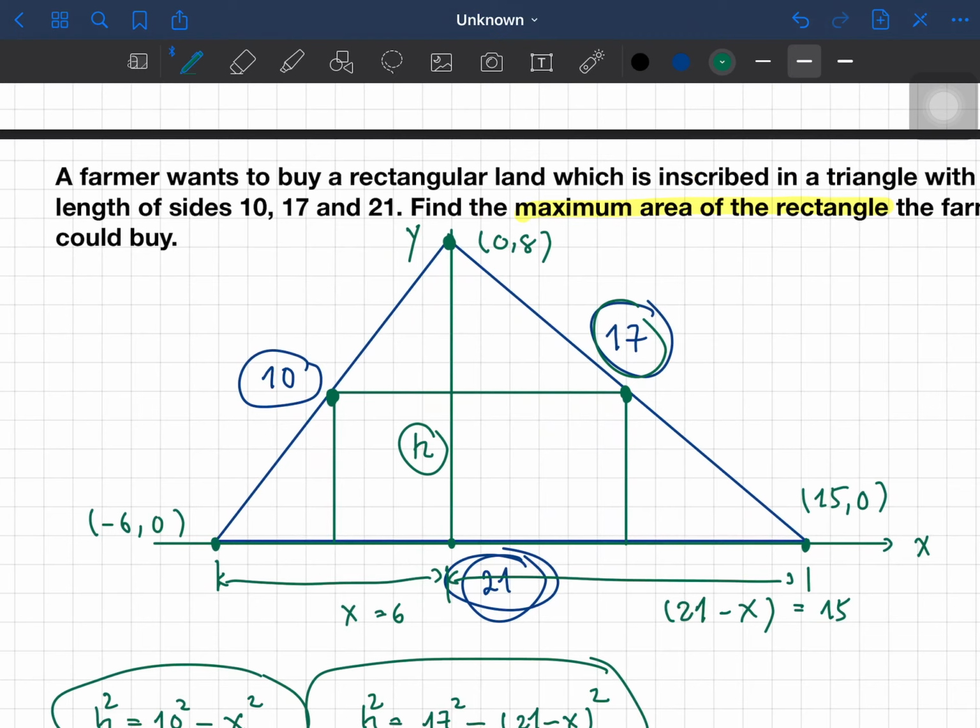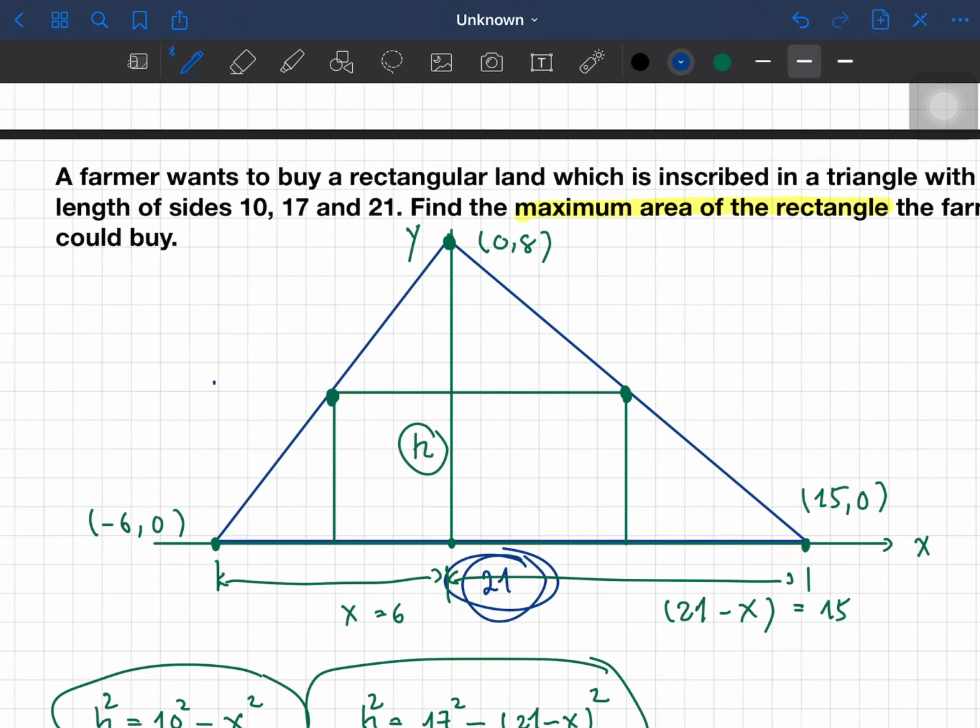-6 represents this point, it lies on the left-hand side of the y-axis, while positive 15 means this point lies on the right-hand side of the y-axis. So we have these 3 important points, and we have actually, in this case, 2 unknown points.